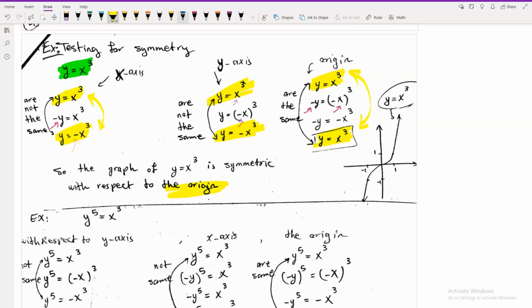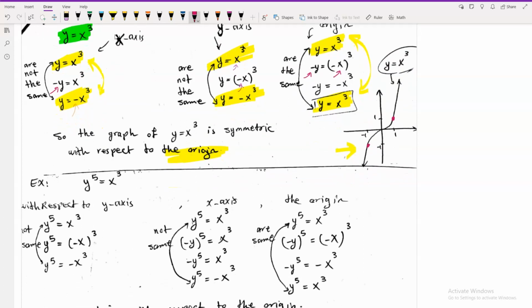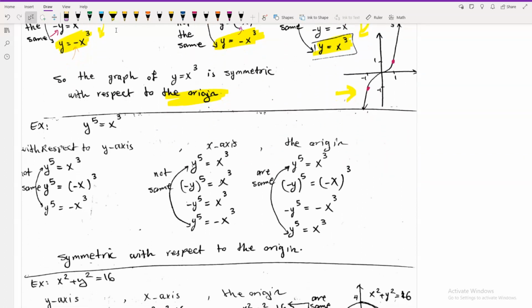And this is the graph that we have for y equals x cubed. For example, if we have this point 1, 1, we will have negative 1, negative 1 on this graph. So both of these points are on this graph. That means it's symmetric with respect to the origin.